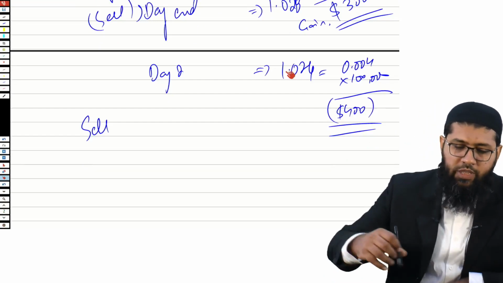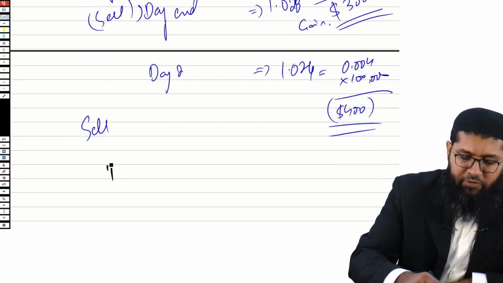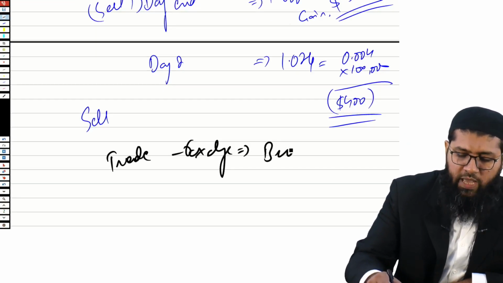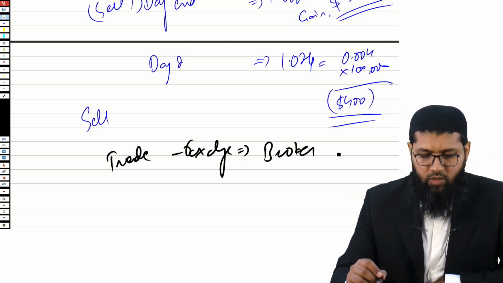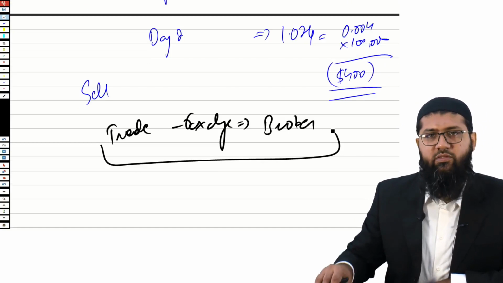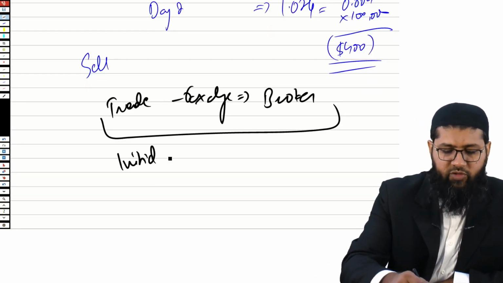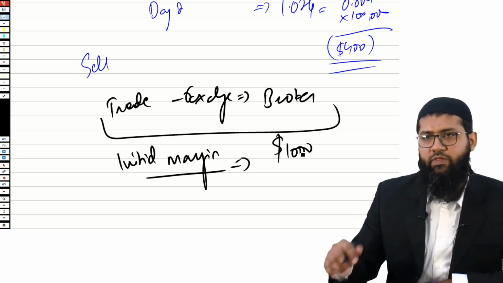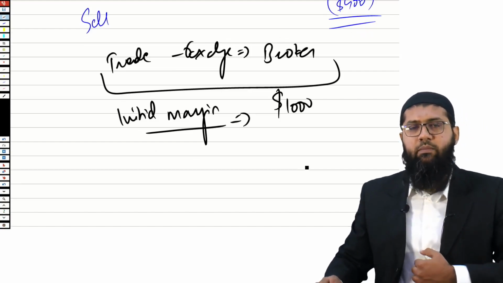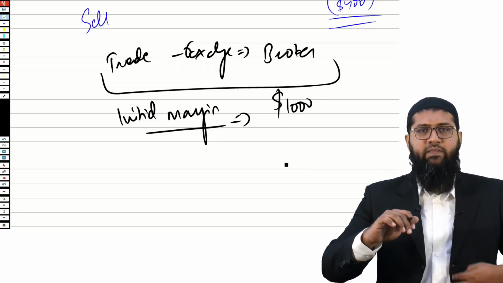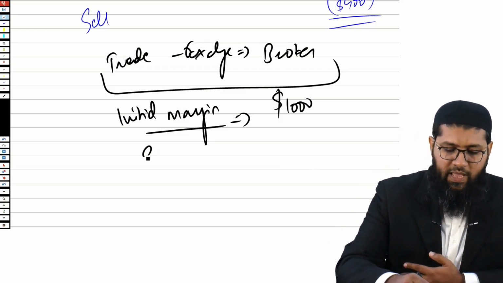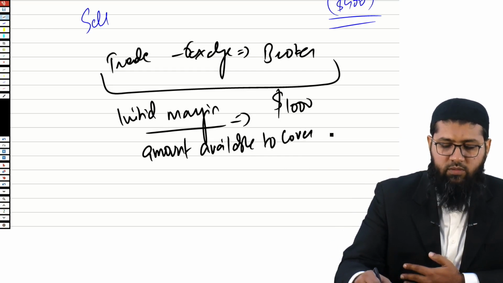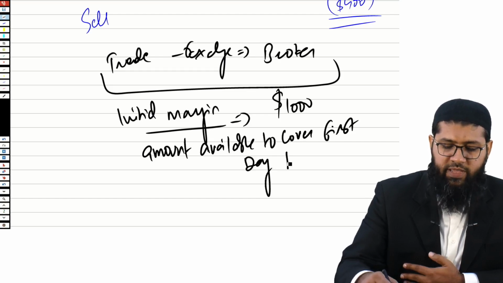Now, when you trade on an exchange, you trade with a broker or, you could say, a member of the exchange. The broker or the member of the exchange charges you initial margin. Let's say they might ask you, give us $1,000. What is this initial margin going to be? This initial margin, I repeat, is going to be the amount available to cover first day loss.